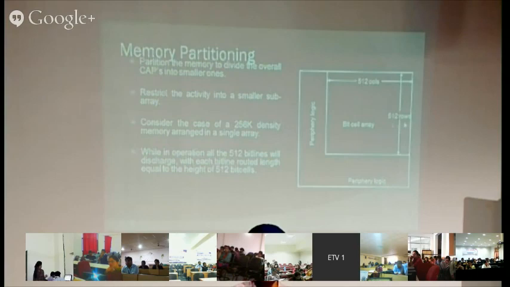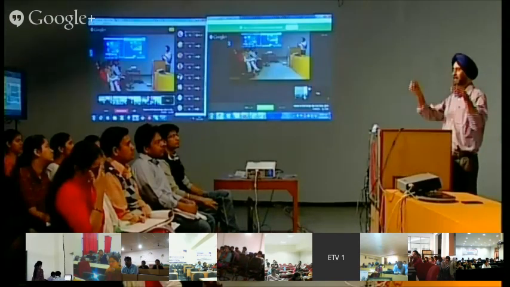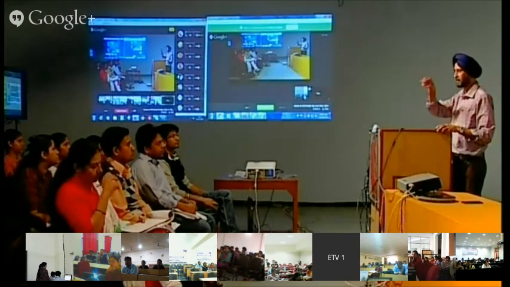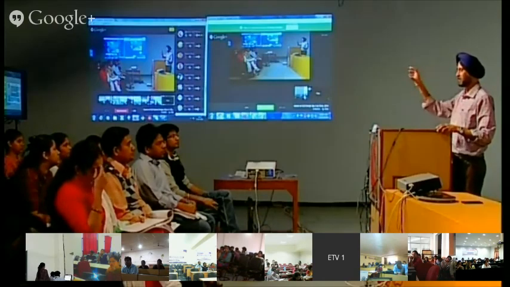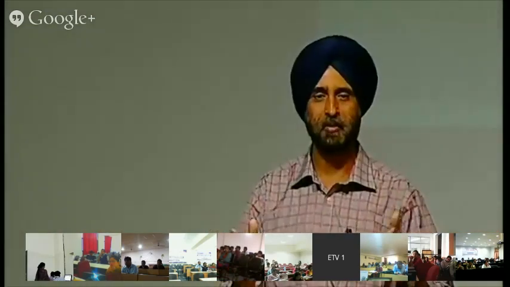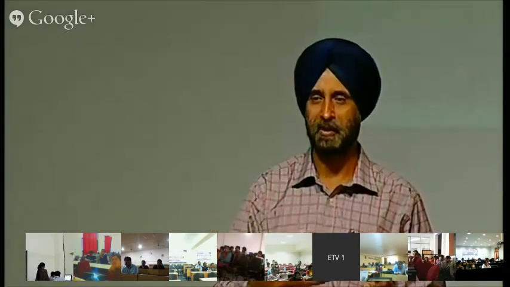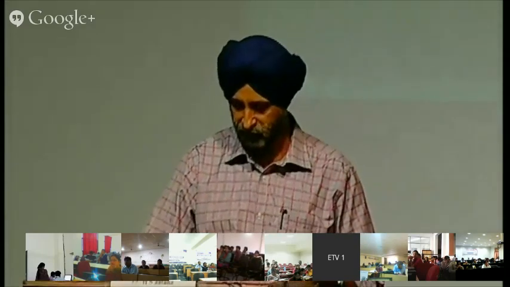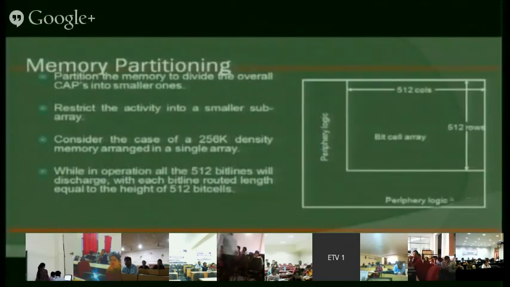512 columns, 512. This is a bit array. This is the array. There is a peripheral logic. Peripheral logic means, one is a bit array, meaning how you store a single bit. There is a 6 transistor architecture of SRAM. So those cells are there. Then this row address, column address, row decoder, column decoder, sense amplifier. So that is placed here. That is known as a peripheral logic, right?